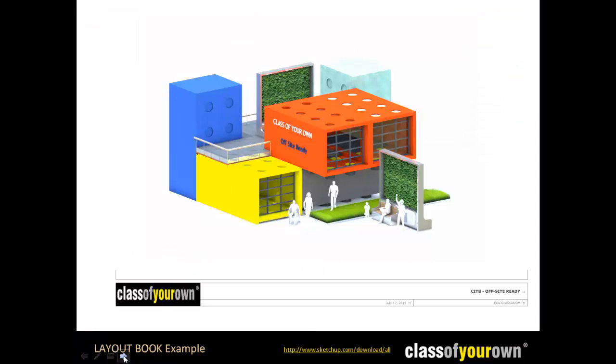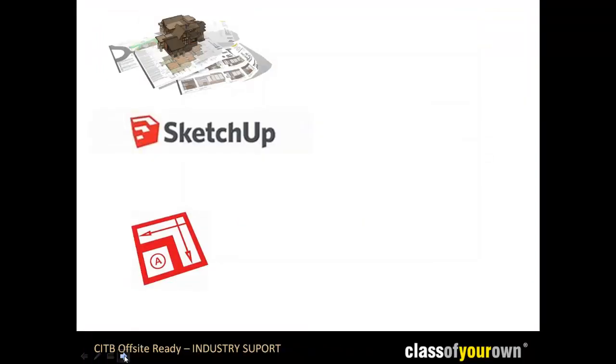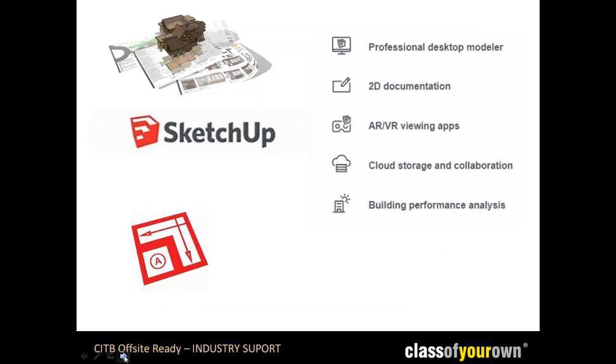The image you see is a generated 3D image that I produced from SketchUp and exported into Atlantis. But what we get from SketchUp is a very sophisticated piece of software which works very well with existing programs. And so we have professional desktop, we have 2D documentation, and then we have building performance analysis. And this all links into a separate folder which is called Layout Book.